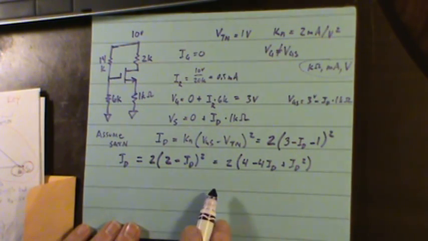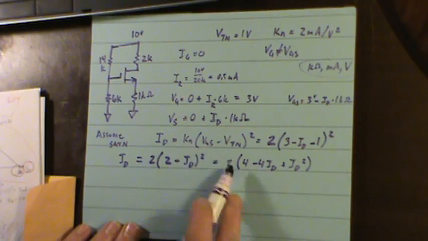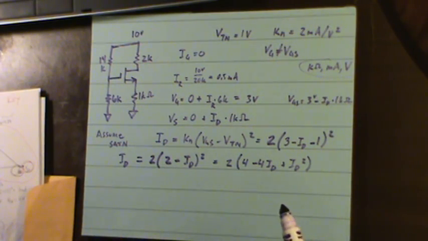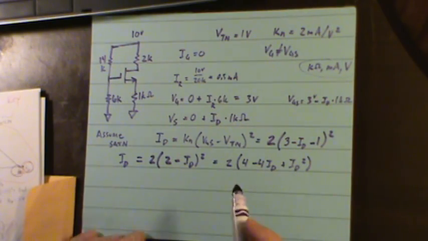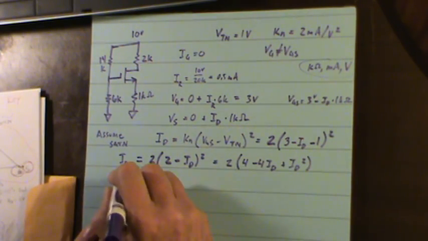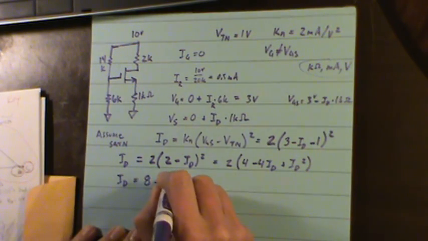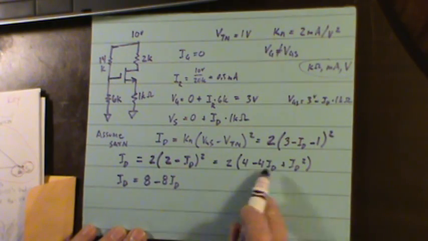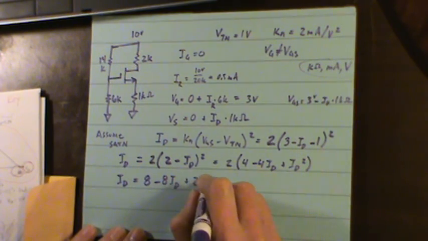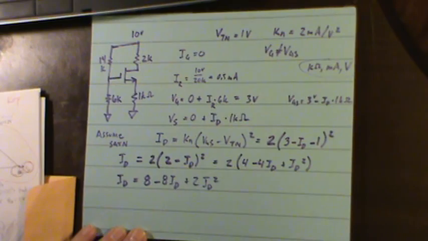Yeah, I need to keep that parentheses because that 2, the KN, is out in front still. Okay, so keep going with that. And what do I get? So ID equals 2 times 4 is 8. 2 times minus 4ID is minus 8ID. And 2 times that is plus 2ID squared.